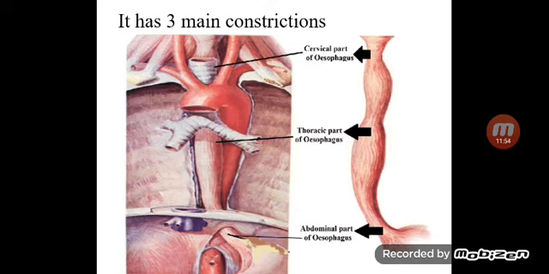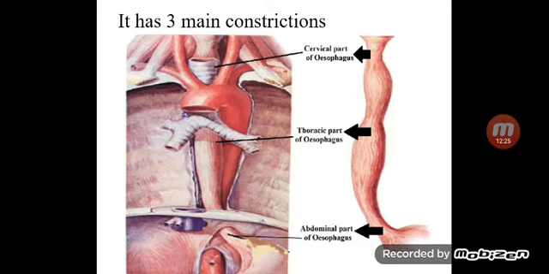If we take a landmark, the upper incisor teeth, it is 15 centimeters from the upper incisor teeth. We start from the upper incisor teeth and count 15 centimeters. This is the site of the first constriction of the esophagus at the level of C6, at the site where the esophagus joins the pharynx.